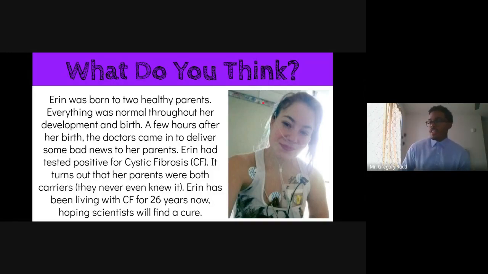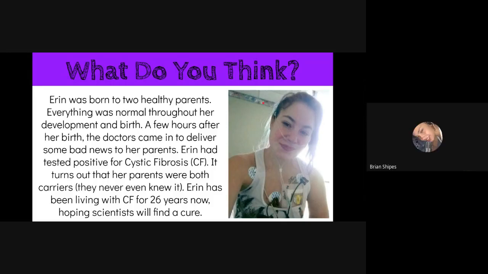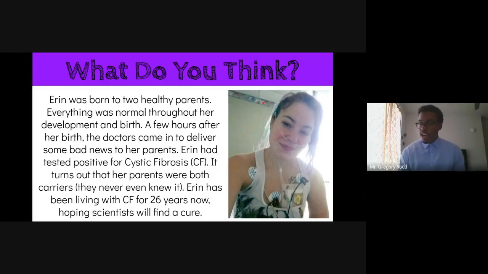There's another word in this paragraph that tells us to be thinking about genetics. What's that word? Carriers. Good, exactly. It says that they are carriers. So that means that her parents, in their genotype, they did have this allele for cystic fibrosis. But because they were carriers, they didn't know it. They themselves don't have cystic fibrosis, but they carried it. They carried that gene and they gave it to their daughter, Erin. So this is genetic.